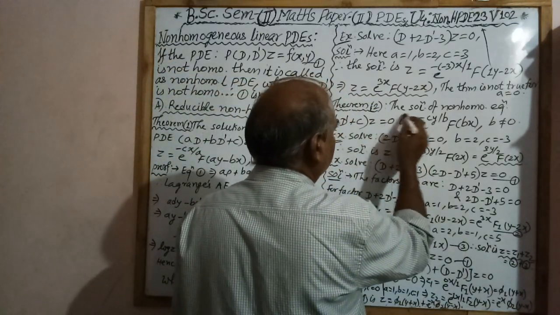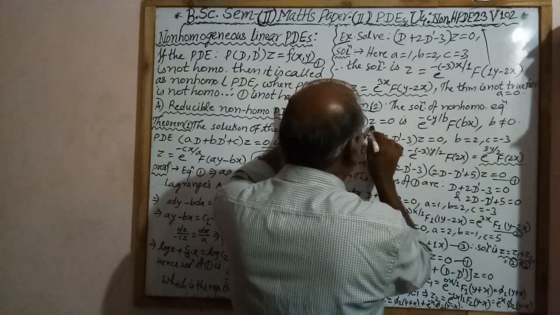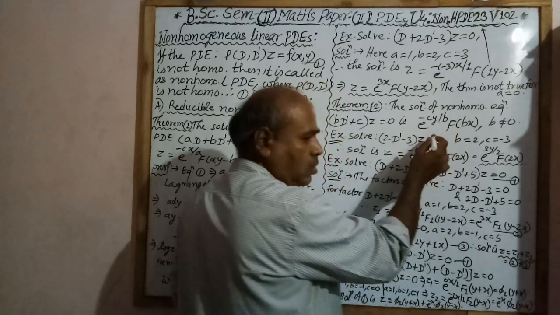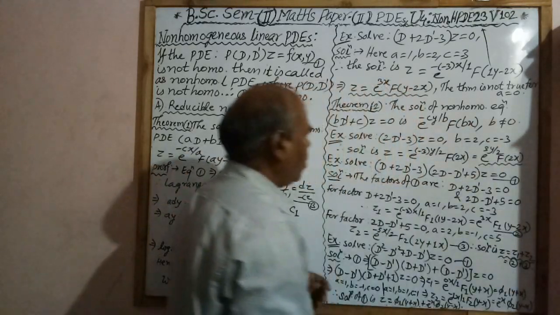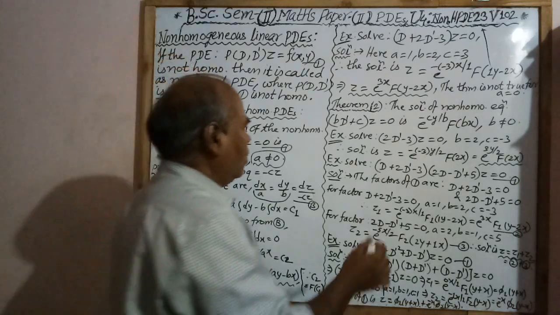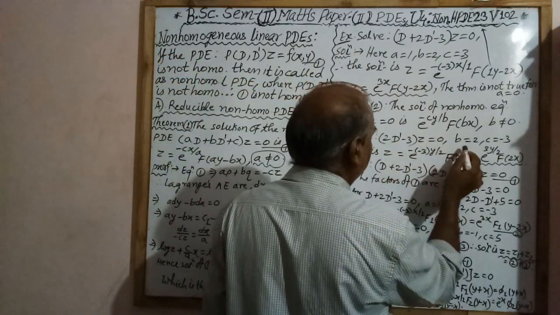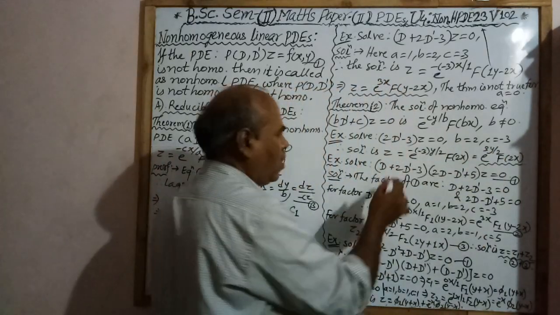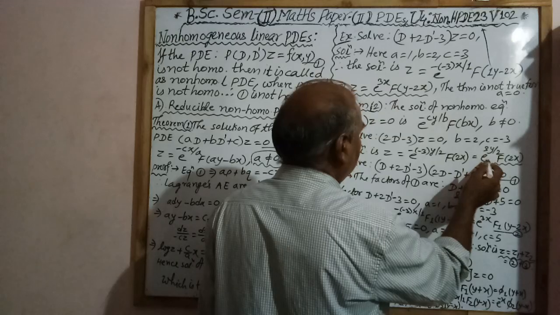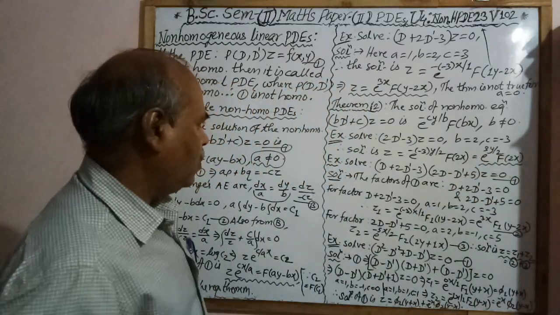Then we state the second theorem: the solution of the non-homogeneous equation (BD' + C)z = 0 is given by z = e^(-Cy/B) f(Bx), where B is not equal to 0. For a particular example, we take (2D' - 3)z = 0, where B = 2 and C = -3. Therefore, we obtain the solution z = e^(3y/2) f(2x).